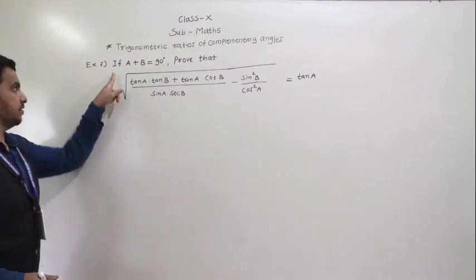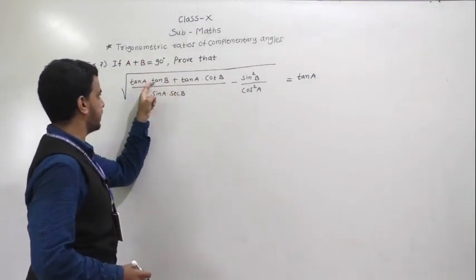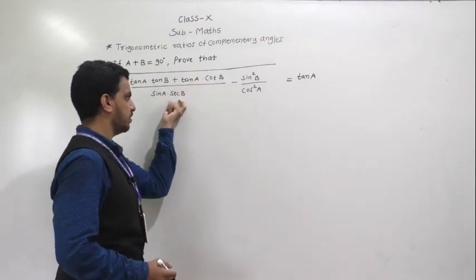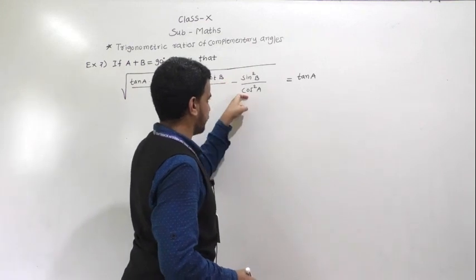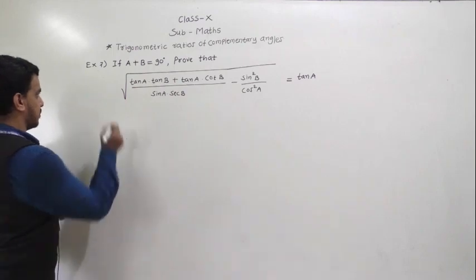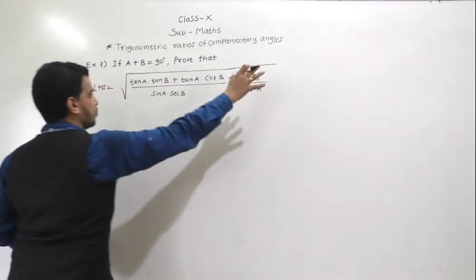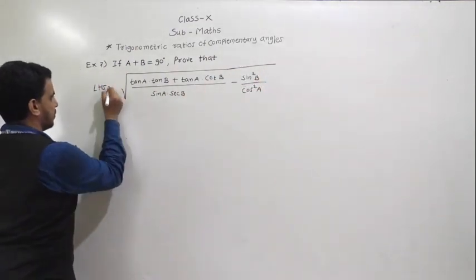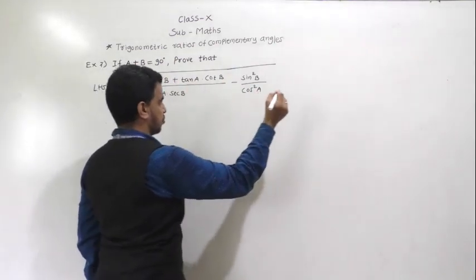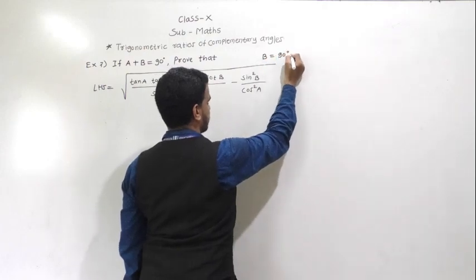The next example is: if A plus B is equal to 90 degrees, prove that square root of (tan A into tan B plus tan A into cot B upon sin A into sec B) minus sin square B by cos square A is equal to tan A. Now we have to start from the LHS, and show that it is equal to tan A. Here A plus B is equal to 90 degrees is given, so I am writing B is equal to 90 degrees minus A.